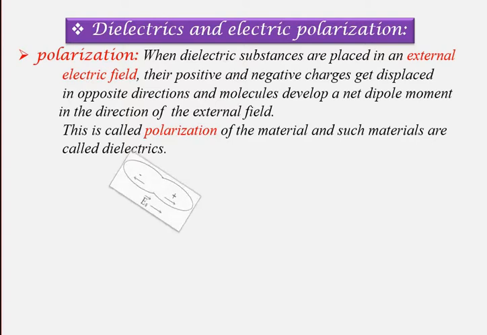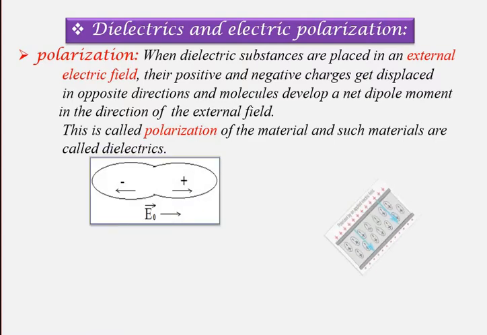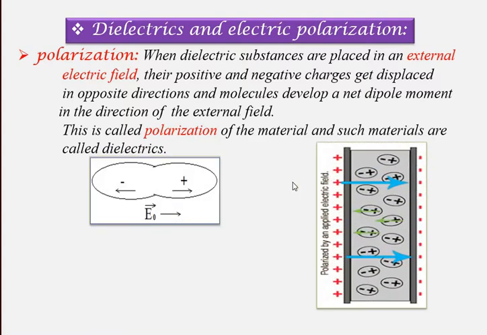See the figure. Consider the two metal plates. It gives the external electric field. This plate is positively charged and this plate is negatively charged. When the dielectric material is placed in between the two metal plates, then the positive and negative charges are displaced in opposite directions. Positive charge is displaced towards the negative plate and the negative charge is displaced towards the positive plate.